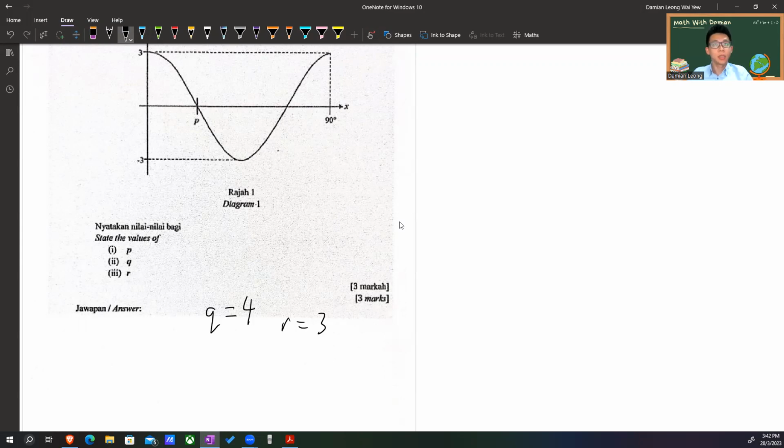And P, basically each special point is separated by the same number of degrees. So if all the way until here is 90, it is 90 divided by 4, so it would be 22.5 degrees. So those are the values for your P, Q, and R.